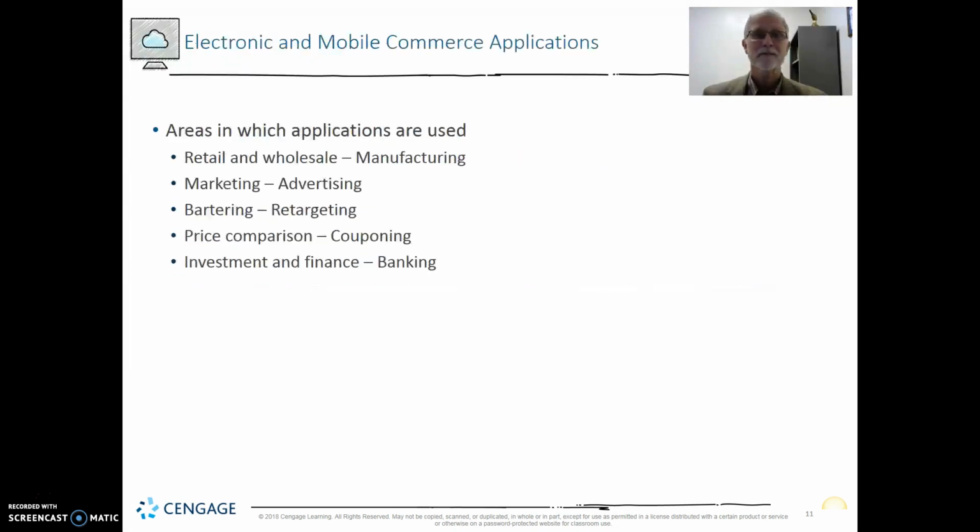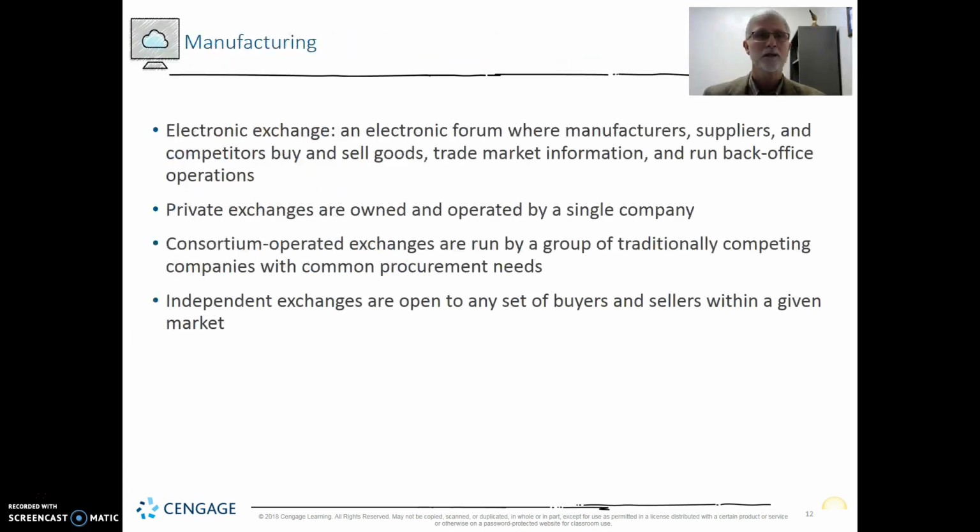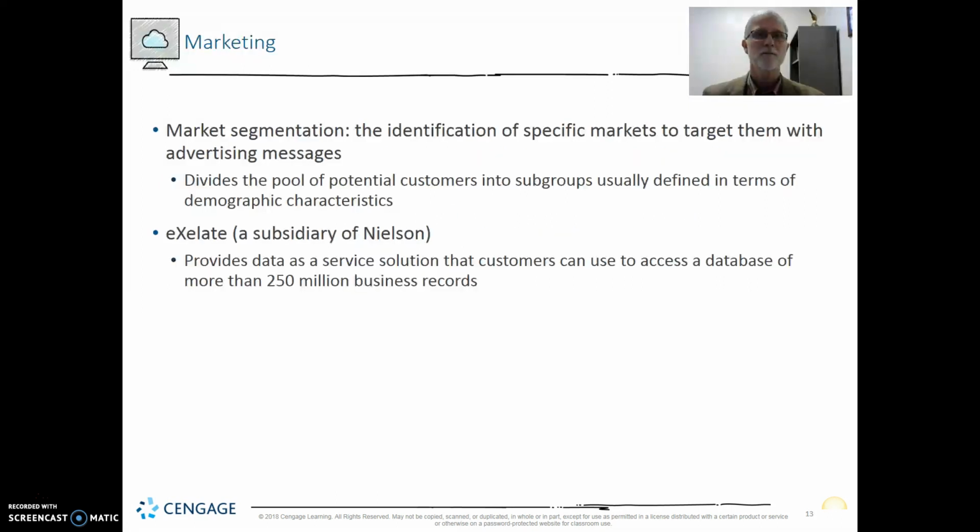Different areas that this comes into play: retail, manufacturing, advertising, retargeting, couponing, banking. Pretty much everything that affects our life is going to e-commerce and mobile commerce applications. From a manufacturing standpoint, it's a forum for manufacturers to meet with suppliers and things like that, build consortiums, helping buyers and sellers in the market.